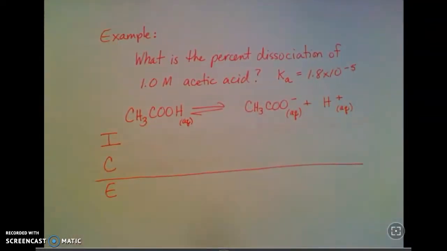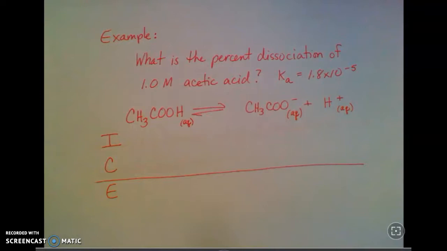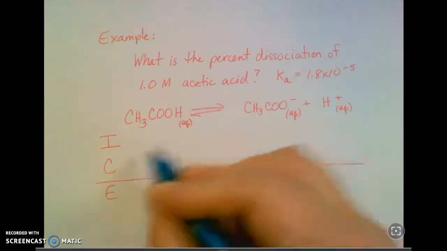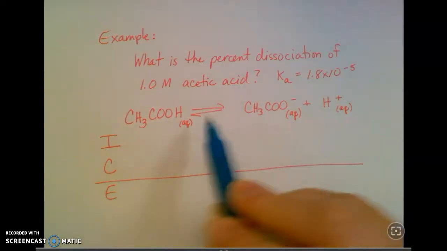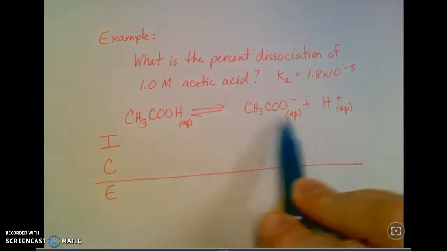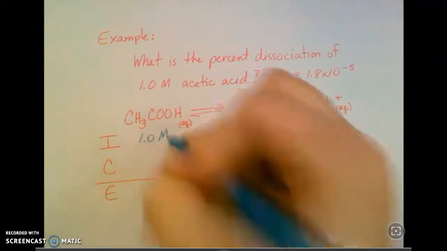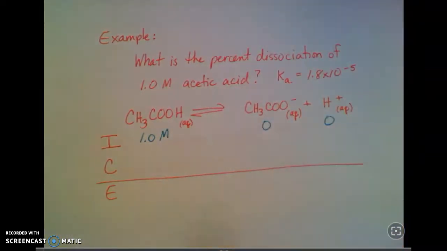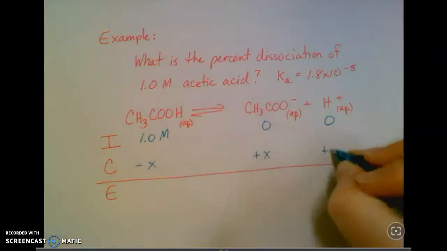So the question is, what is the percent dissociation of 1 molar acetic acid? It'll have to give you a Ka. It's probably going to make you do the calculation. It's not going to tell you what's dissociated, but we can do that. We've done it a bunch of times. So I'm just going to do my ice chart. So acetic acid is CH3COOH, and it dissociates into the acetate ion and a hydrogen. I start with 1 molar of the acid and none of the ions, minus X, plus X, plus X.